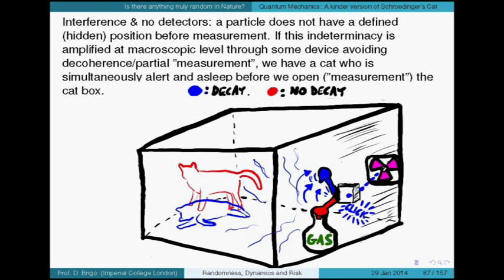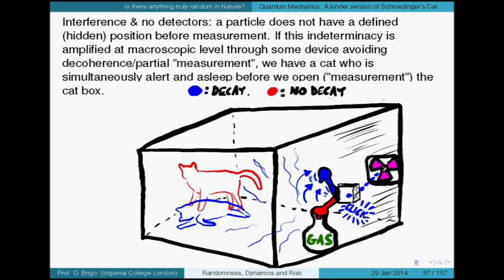So what happens is, this decay could trigger a switch that opens an anesthetic gas bottle. It's the blue scenario in the picture. You see, if there is decay, the switch clicks, the blue cover goes up in the bottle, and then the gas spreads through the box, and the cat falls asleep, like in the blue scenario. However, if there is no decay, which has, again, 50% probability, the bottle stays closed, and the cat remains awake.